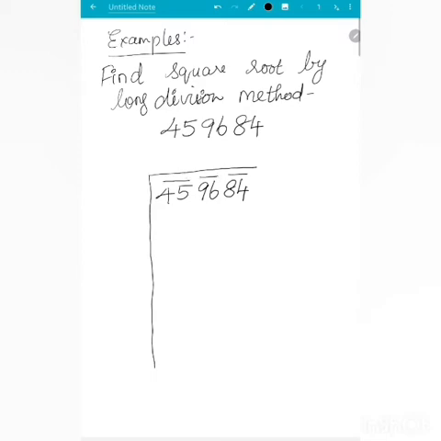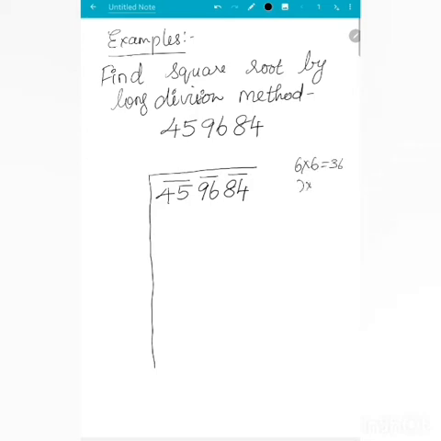Take, okay. So, exactly there are 6 numbers. So we split it 2, 2, 2, 2. Okay. So, the first is 45. 45 is not a square number. Okay. So, take the nearest square number. What is the nearest square number?